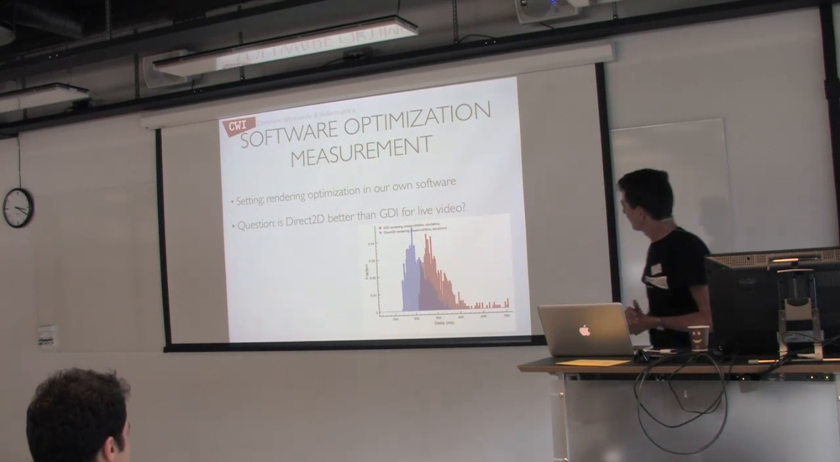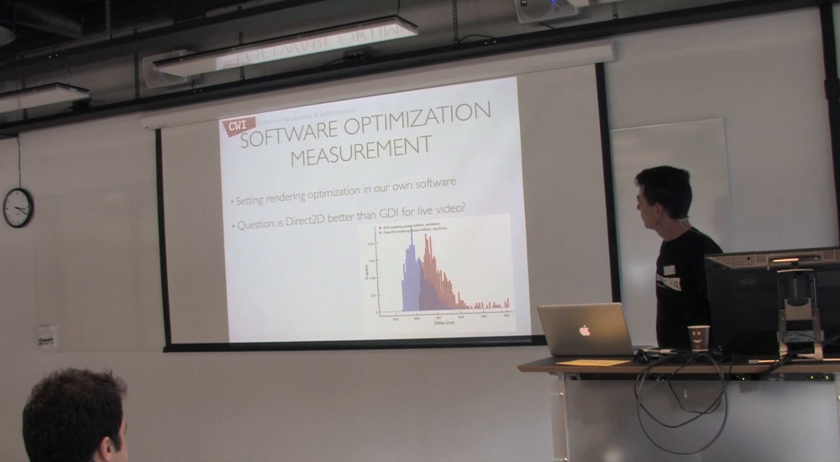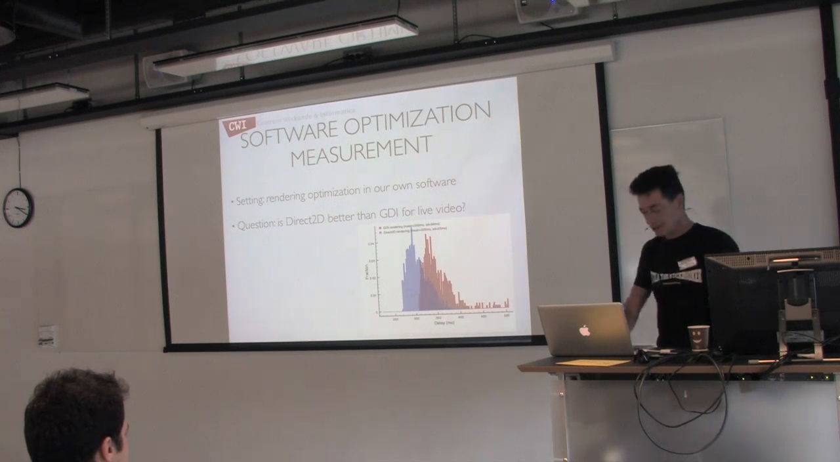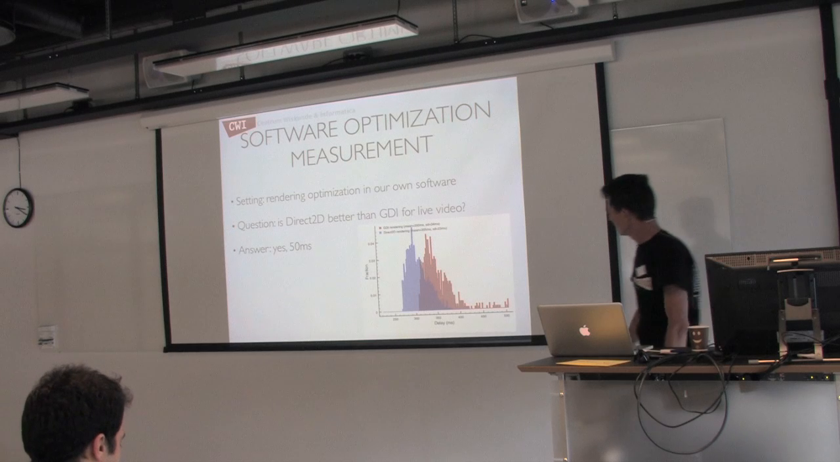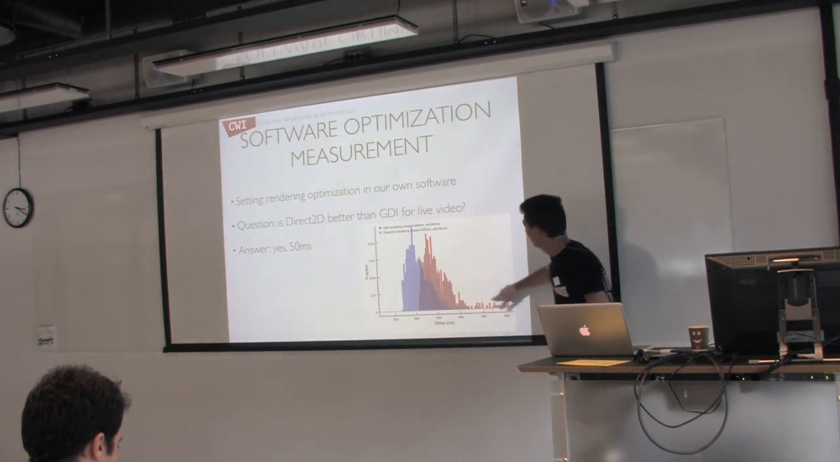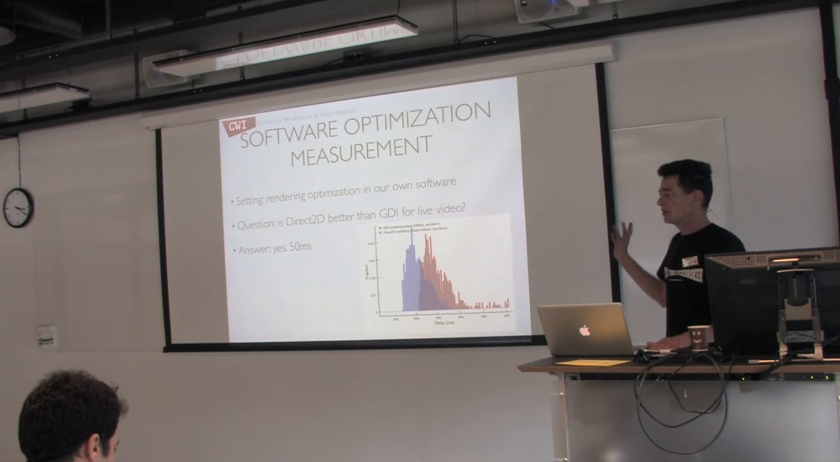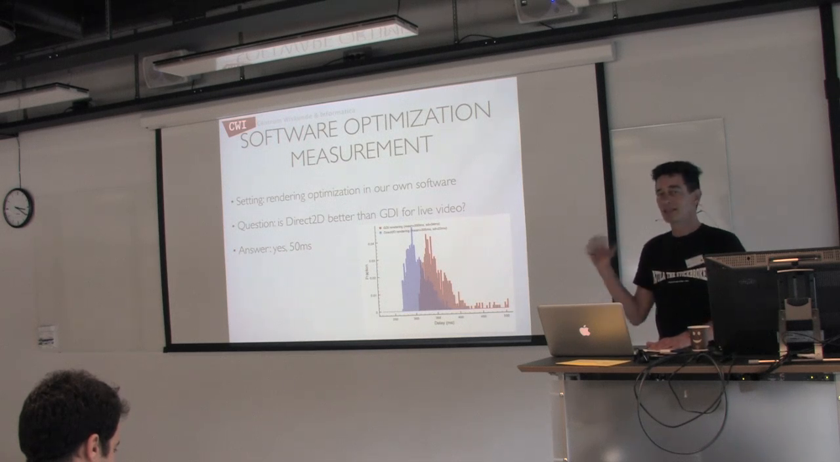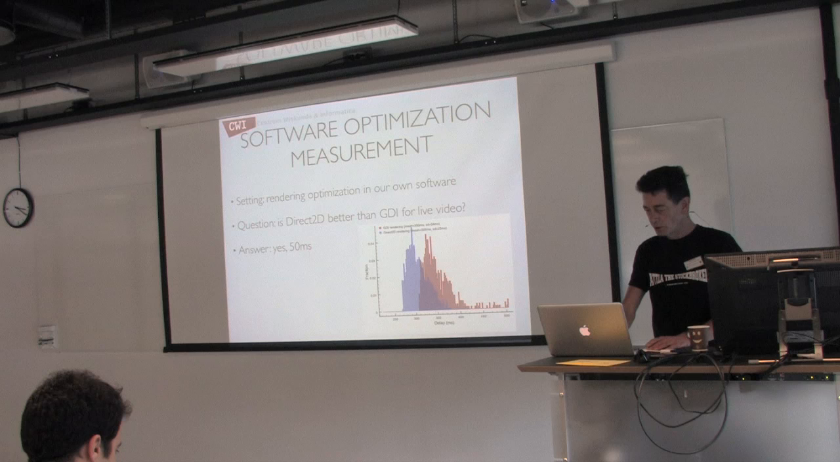So we measured it. Here the red line is the old GDI renderer, and the blue graph is the new Direct2D renderer, and it is indeed 50 milliseconds faster. An interesting additional result is that it has a nicer shape. The GDI rendering has a very long tail. We haven't investigated this more, but we assume that because GDI is more CPU based, we're getting into cache contention or swapping out or whatever. But at least this proved that what we did was worth it.